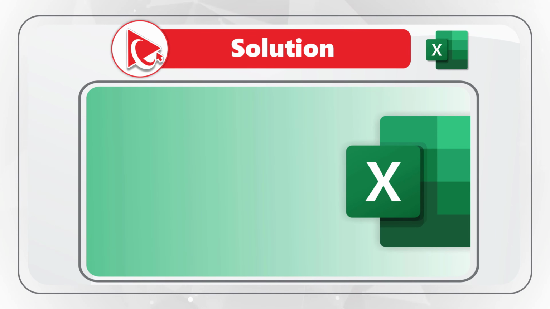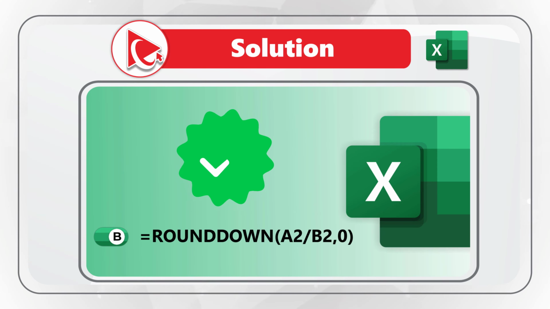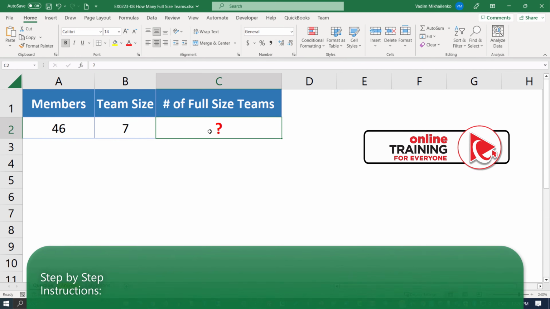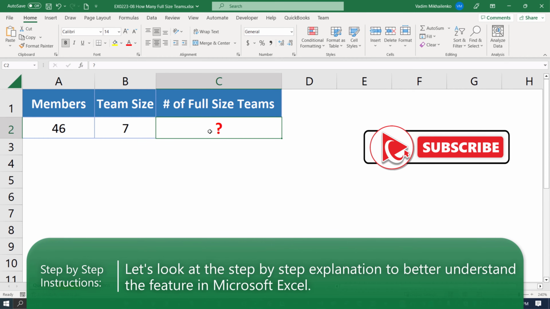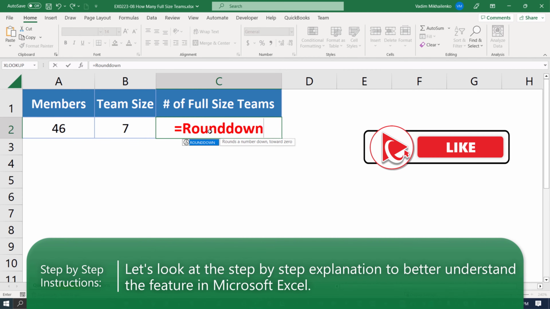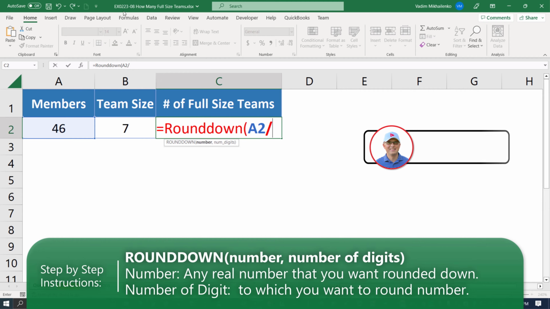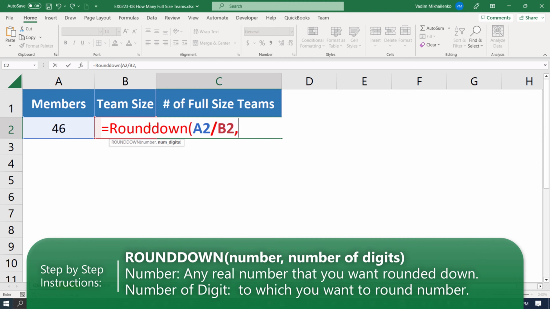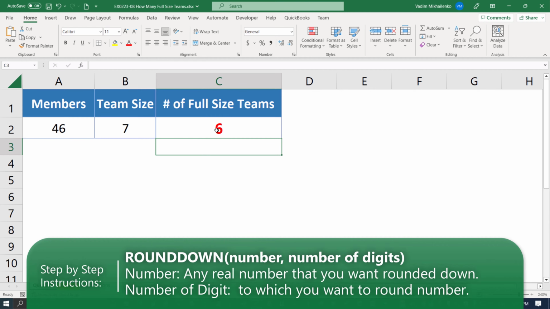I believe the correct answer here is choice B, ROUNDDOWN. And the reason is because to solve this challenge, we need to use an Excel formula which rounds the number down to the nearest integer. To simulate this scenario in Microsoft Excel, let's use the ROUNDDOWN formula, and you can see that it rounds a number down towards 0. And then let's supply arguments A2 divided by B2, and the second argument, which indicates how many digits we're rounding down to, would be 0. And then you see that the number of full-size teams is 6.